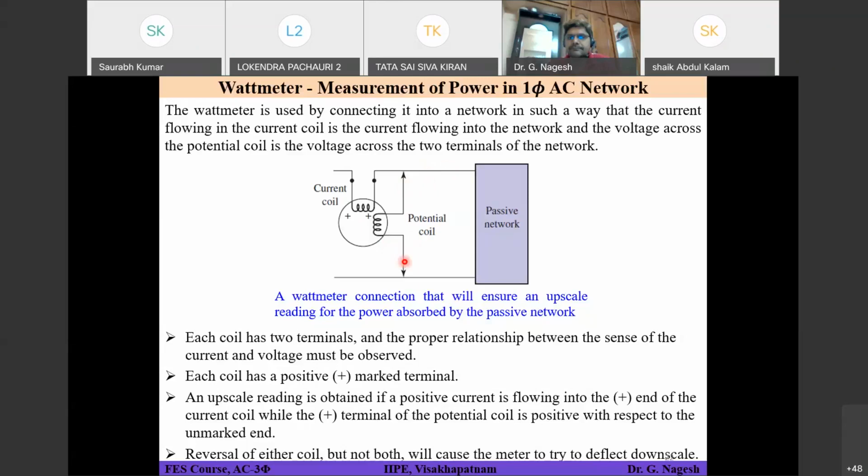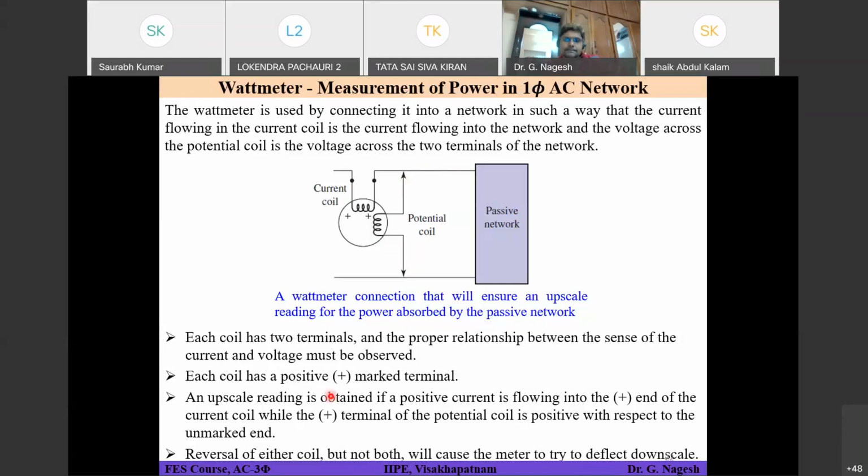Is it clear? Why? Because you are measuring power. If your wattmeter itself is consuming some amount of power, then your actual reading is not accurate. The reading you are getting is not accurate. So they will design it such that the wattmeter power consumption will be very small, as minimum as possible. That's how they will design.